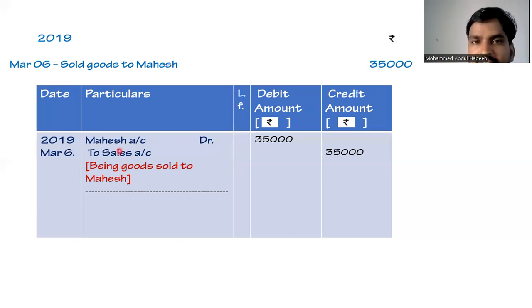How to identify whether a transaction is a credit transaction? When the business is purchasing goods or the business is selling goods and the name of a person is specified, it becomes a credit transaction. So this time the business is selling goods and the name of a person, Mahesh, is specified, so it is a credit transaction. As Mahesh is the receiver of the goods, his name will be debited, and as sales is an income to the business, sales will be credited, and the journal entry becomes Mahesh account debit 35,000 to sales account 35,000, and the narration will be being goods sold to Mahesh.